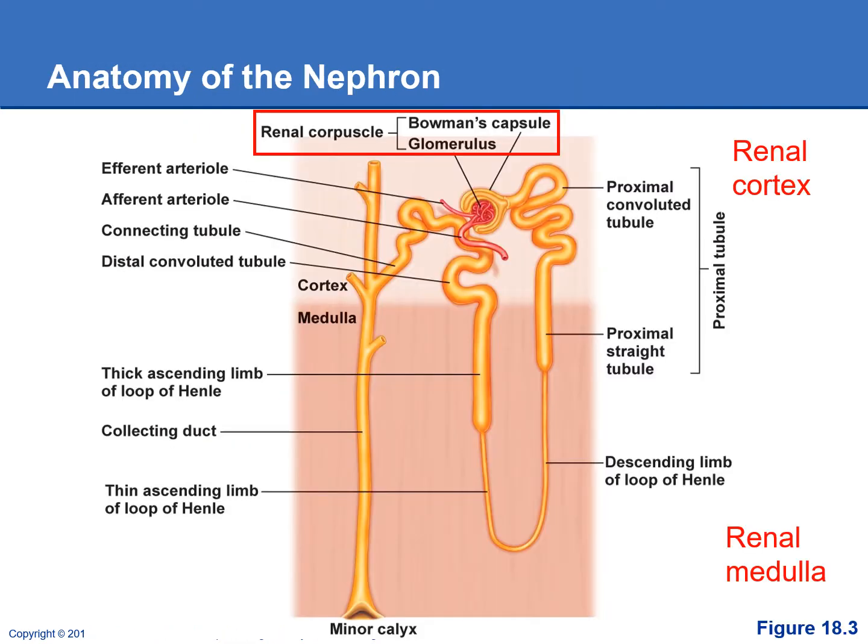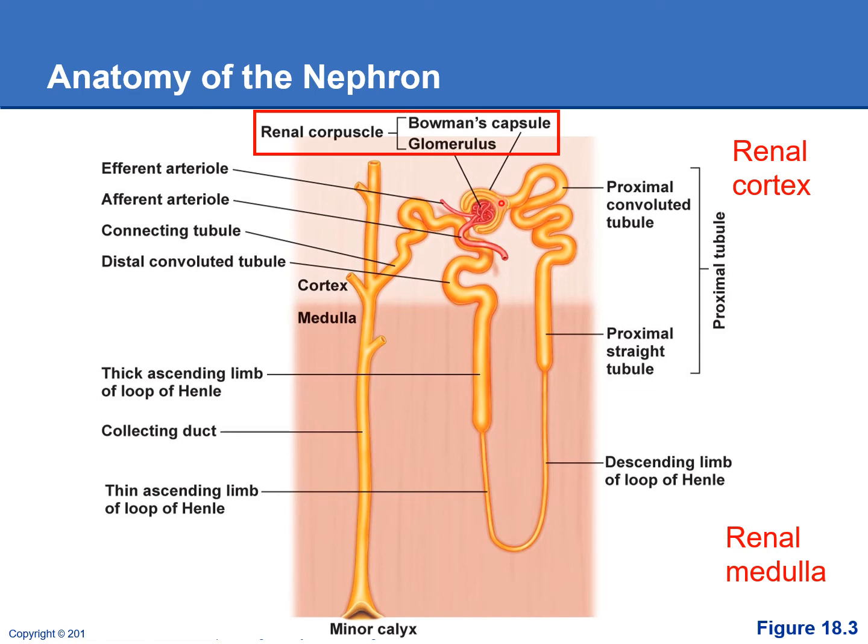So let's take a look at the anatomy of the nephron in this picture. The renal corpuscle is this round little thing right here. Corpuscle just means body, and it consists of this capillary bed inside, which is called the glomerulus, a little tuft of capillaries. Glom means ball because it's shaped like a little ball. And then surrounding the glomerulus, that capillary bed, we've got Bowman's capsule.